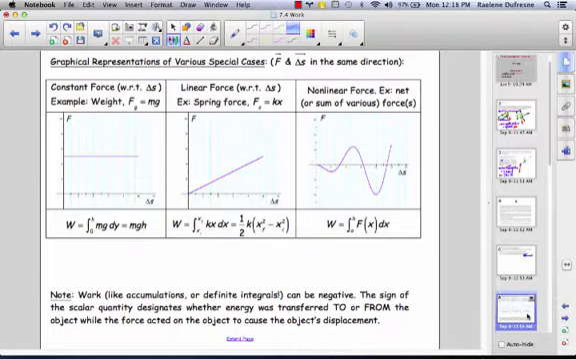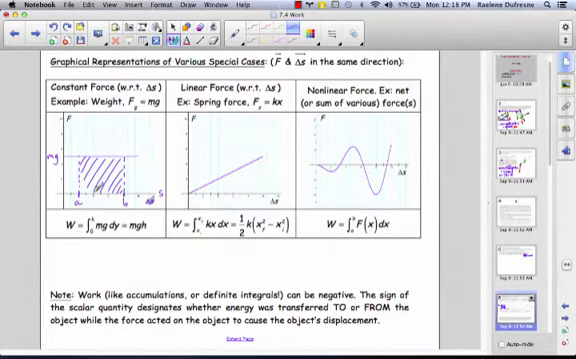Okay, so some graphical representations of various special cases if we have the force and the displacement in the same direction. If we have a constant force and a certain displacement, then let's consider the weight force. The weight force for objects on Earth over a reasonable period of time is constant. So the constant mg is the magnitude of weight, and if we have, well, let's actually call this a position graph, so this is not displacement, but we could go from some beginning position to some final position, and then if we wanted to calculate the work done, we're really looking at a definite integral.